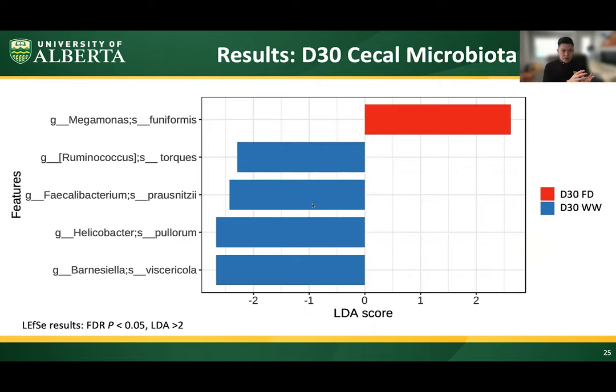We found that although the cleaning methods did not affect the 7-day chicken gut microbial composition, it did have an impact on day 30. At day 30, bacterial species in Bartonella, Helicobacter, Ruminococcus, and Faecalibacterium were enriched in the water wash treatment. Well, what does that mean? The take-home message is that Faecalibacterium and Ruminococcus were found to produce short-chain fatty acids in the gut and are therefore considered potential beneficial bacteria, and they were enriched in the water wash group.